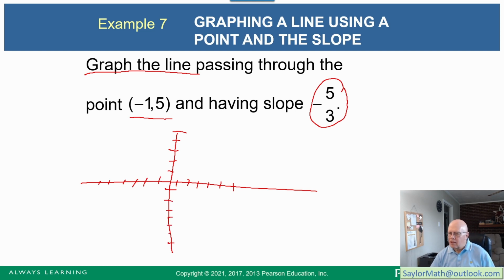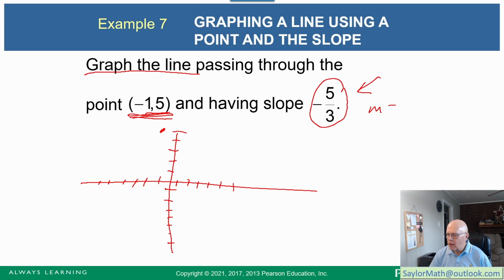All right. Right off the bat, you've got this point. Let's put that in: -1, 1, 2, 3, 4, 5. There is one point. You've got one already. You need at least two more points, and the slope is going to help you get those other points.